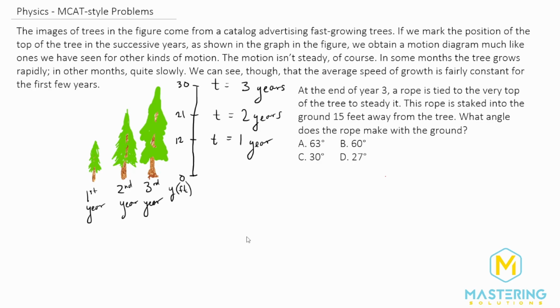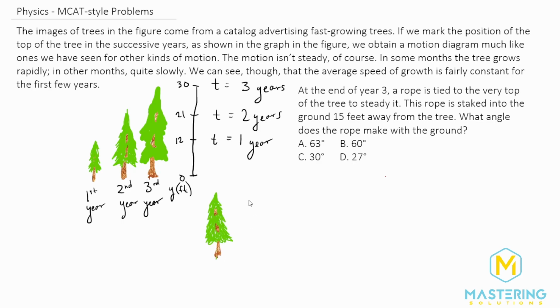All right, and so for the last question, they say that at the end of the 3rd year, they tie a rope from the top of the tree to steady it, and the rope is staked at the ground 15 feet away from the tree. What angle does the rope make with the ground? So let me redraw the tree just so we have some more room.